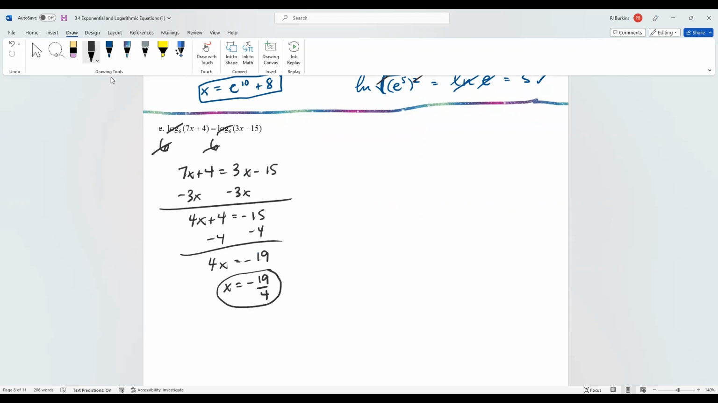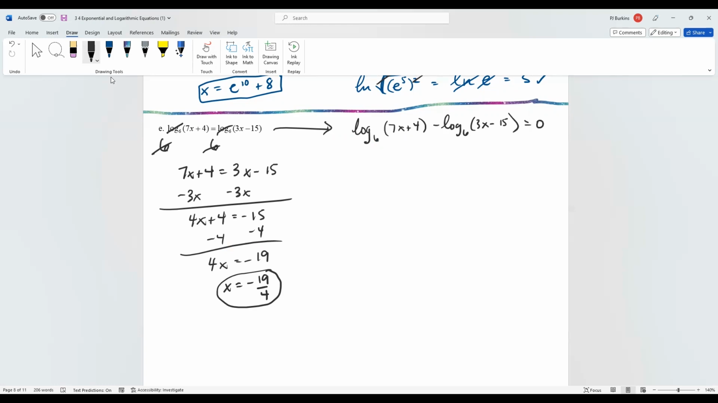Okay. So let's look at a different way of solving and see if we get the same thing, and then we'll just plug it back in and make sure that it works. So another way I could have started the problem, which is what the bullets tell me to do, is to get all of the logarithms on the same side of the equation. So I could do log base 6 of 7x plus 4 minus log base 6 of 3x minus 15. And that would equal 0.